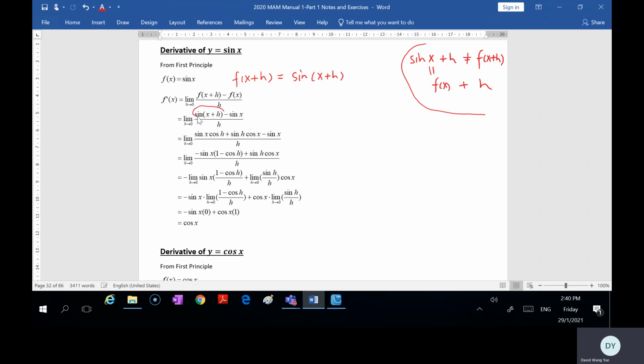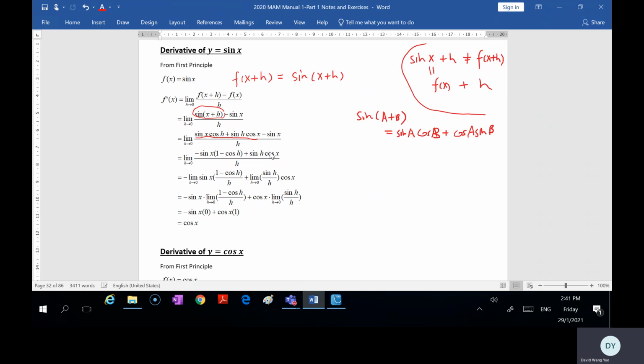Now from here to here, we are using the compound angle formula. Sine(A plus B) is sine A cosine B plus cosine A sine B. So sine A is sine x, cosine B is cosine h, sine B is sine h, cosine A is cosine x. After that, we do a combination.